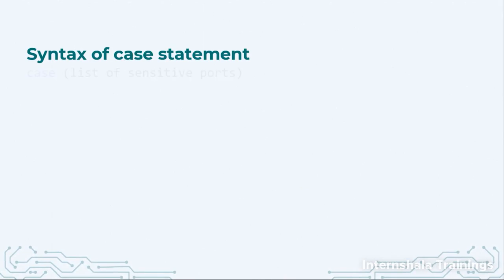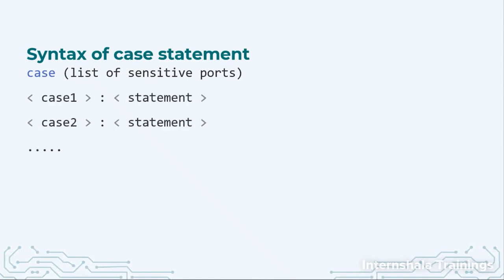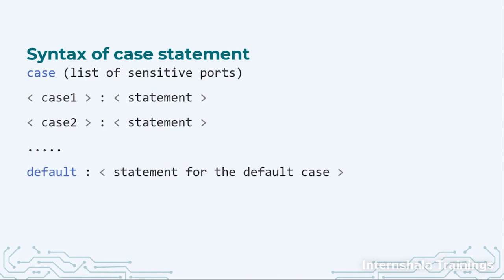So when we talk about the syntax, we say case and the list of all sensitive ports, and then we start writing case 1, this is my true condition, what will happen in terms of statements. Case 2, what will happen, and so on. And finally we have a case called default, where we mention that if none of the cases are true, then execute these statements, and we end with endcase.